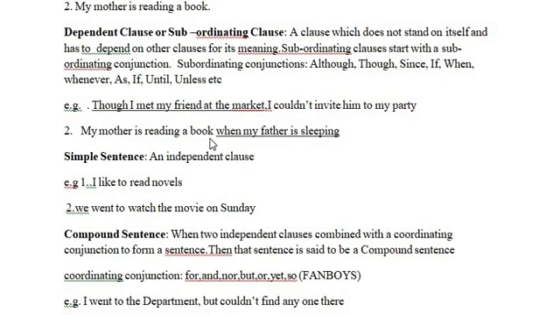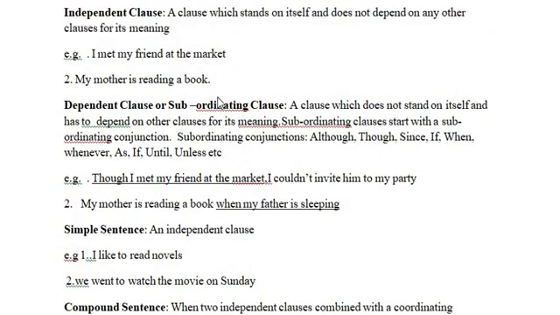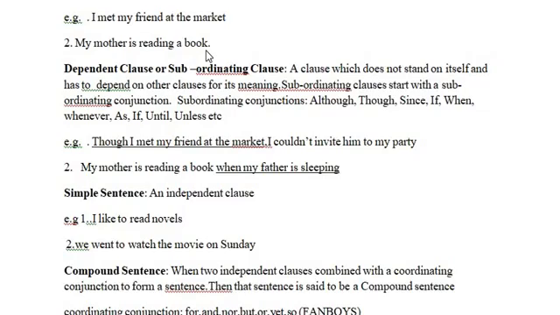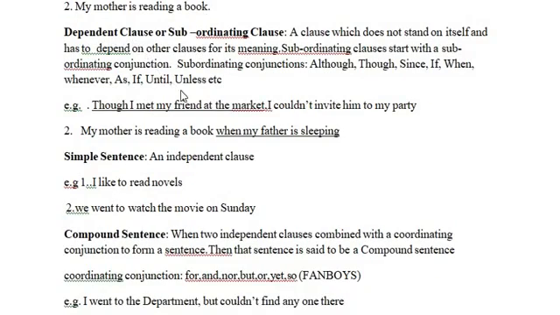Now, my mother is reading a book when my father is sleeping. My mother is reading a book. That is a clause, an independent clause. When my father is sleeping, if I say just when my father is sleeping, no, that has to depend on another clause for its meaning. Therefore, this is a dependent clause. Now, got an idea what an independent clause is? An independent clause is a clause which stands on itself. A dependent clause always has to depend on other clauses for its meaning. A dependent clause always starts with a subordinating conjunction.